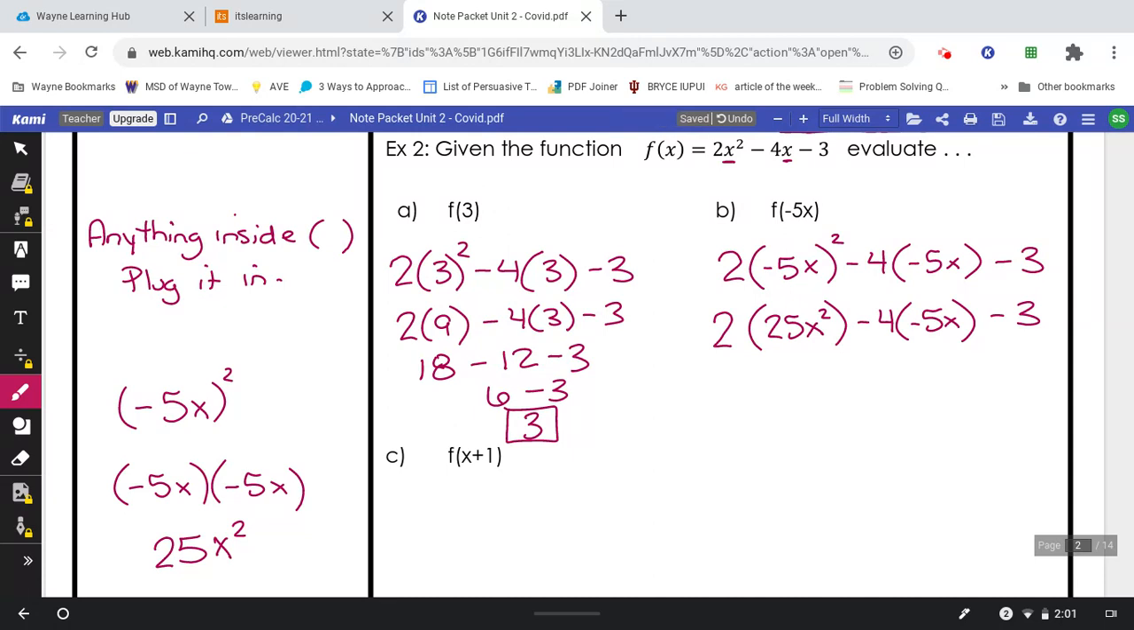Again, no division. So I'm going to multiply the 2 times the 25x squared, 50x squared. Multiply the negative 4 times the negative 5, get positive 20x. And bring down the minus 3. At this point, I don't have any other like terms. There's nothing for me to combine, so I am finished.